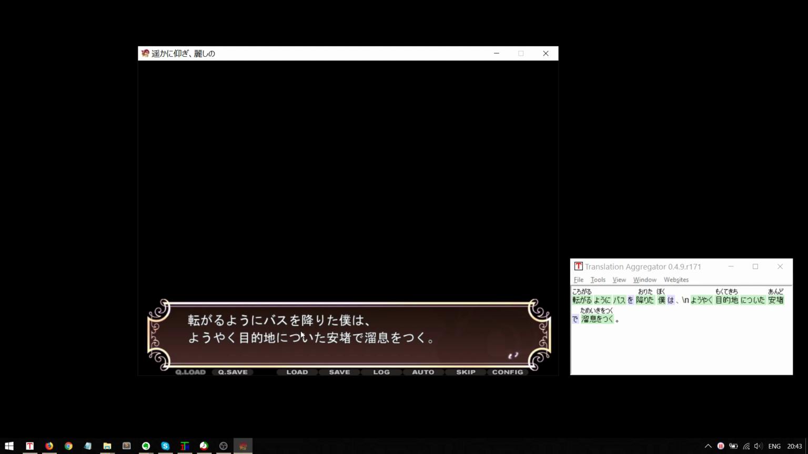転がるようにバスを降りた僕はようやく目的地に着いた安堵でため息をつく. So for these sentences, a trick I have for Japanese is always to look at the base sentence first, which is what happens on the right. So, oriru here means to get off the bus. In this case, to get off. So, bus oriru means to get off the bus. 転がるように, this ように in this case describes, one second.